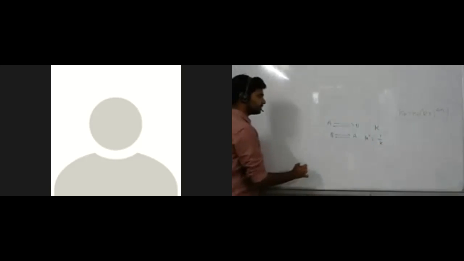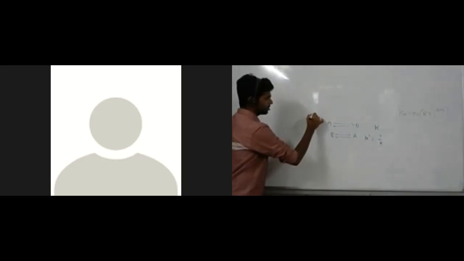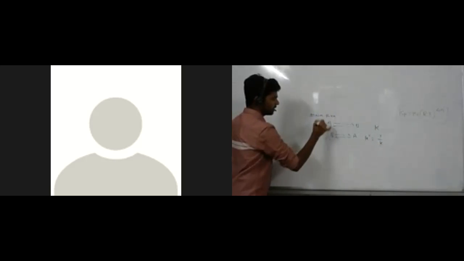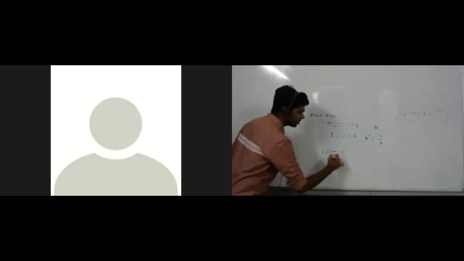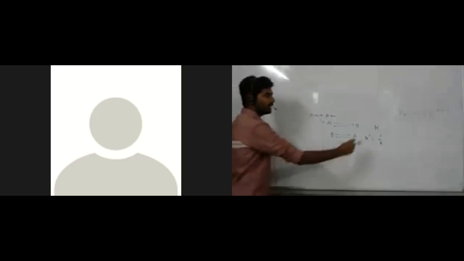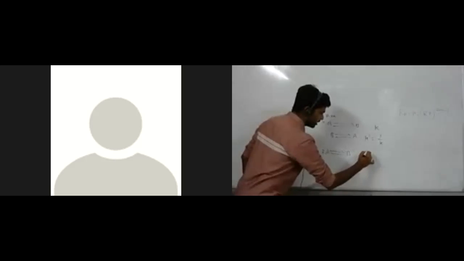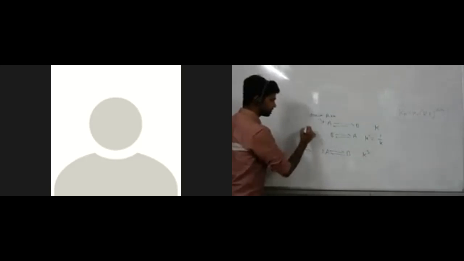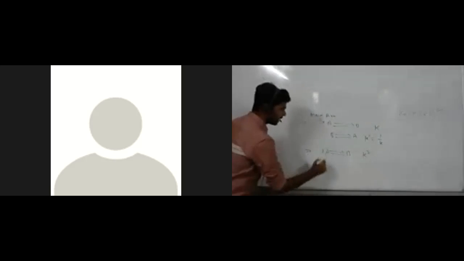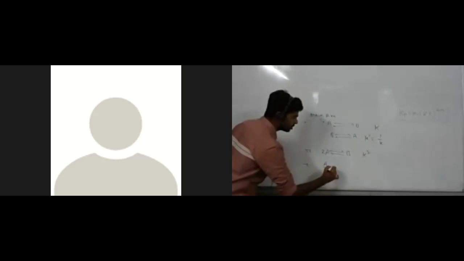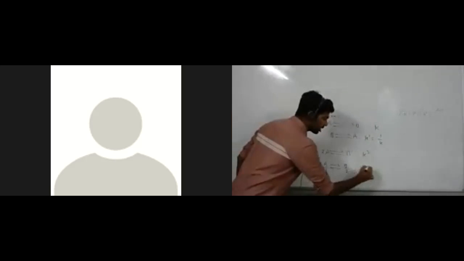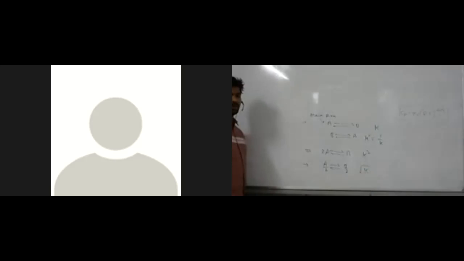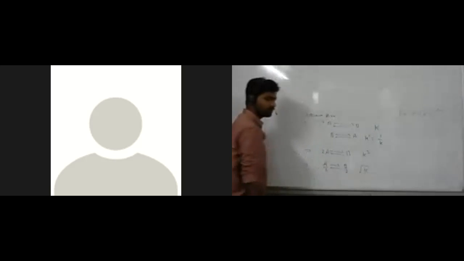Next, suppose this is the main reaction. If I multiply the main reaction by 2, then for the equilibrium constant we have to take its square value, K square. Suppose the main reaction is divided by 2, then for the equilibrium constant we have to take the square root, root K. The new equilibrium constant will become root of K.